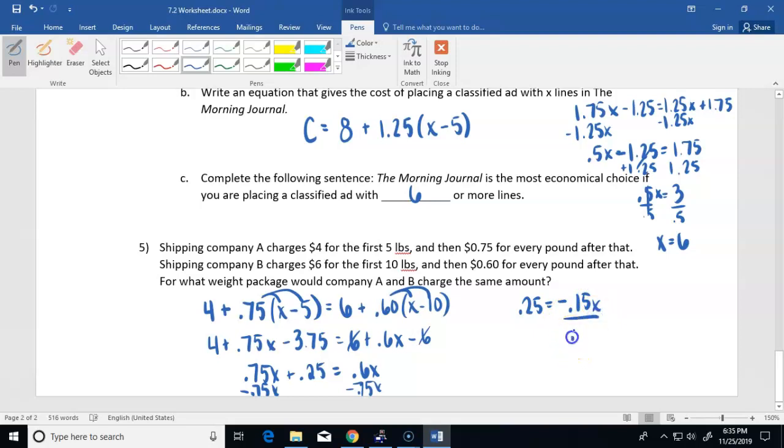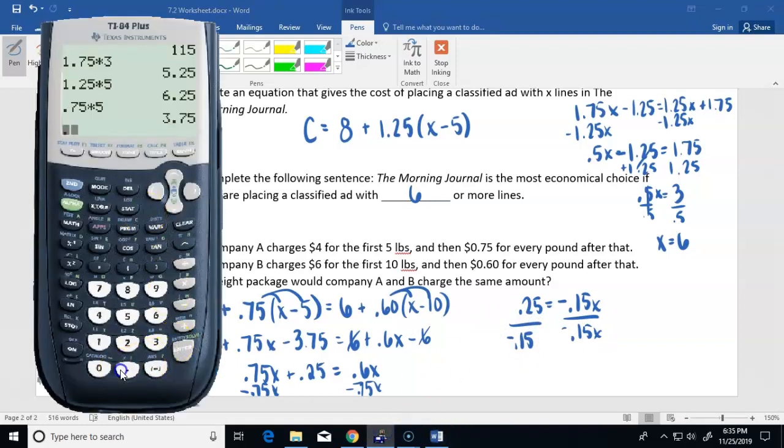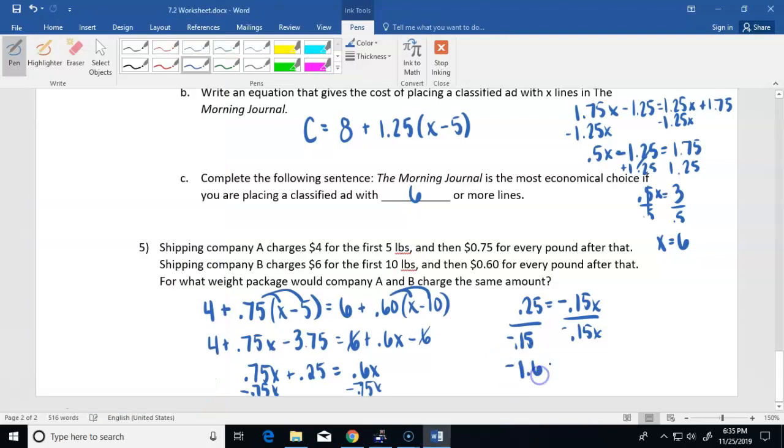Uh-oh, I think I've messed up. I think I've made a bad problem. Divide by negative 0.15, and if we take 0.25 and divide it by negative 0.15, we would get negative 1.6 repeating, which does not make any sense. For this, I should have used some bigger numbers over here. So I came up with this problem. It is a bad problem, so don't worry too much about it. It's set up correctly. It's just that I've set up a bad problem that doesn't give you a very logical answer here.